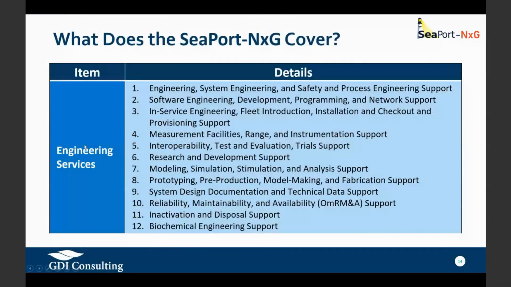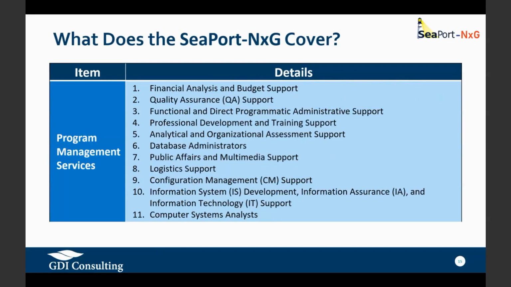Okay, so going through this, these are the subcategories under engineering services. There are 12 of them, covering different types of engineering, modeling, research and development, all of which come under the 541330 NAICS code. The second area is program management services, and this covers financial analysis, quality assurance, database administrators, logistics, public affairs, and multimedia support. So you can see it covers a lot of different areas. There are 11 here, 12 there, overall 23 areas.